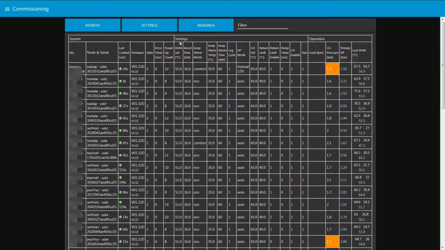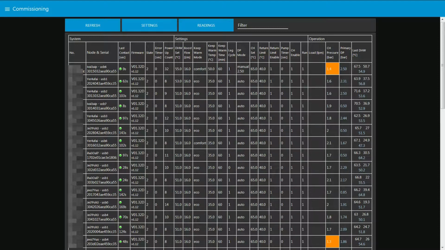Under the settings, we have the hot water set point. We have a boost flow, which is how quickly the HIU will flush primary pipework when it's cold. This is in order to speed up hot water delivery. We have a keep warm mode, which describes how the unit should keep itself on. You have a keep warm temperature. The keep warm time here is set to 60 minutes, telling us that after a tap has been used, this particular HIU will keep itself warm for 60 minutes and then go cold.